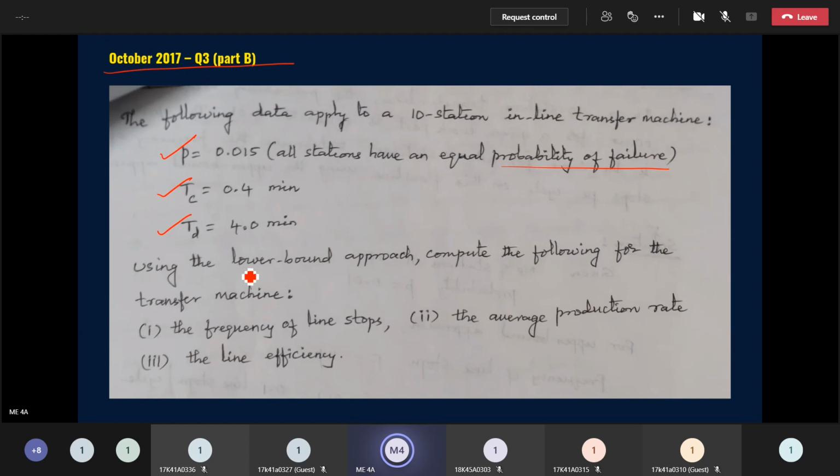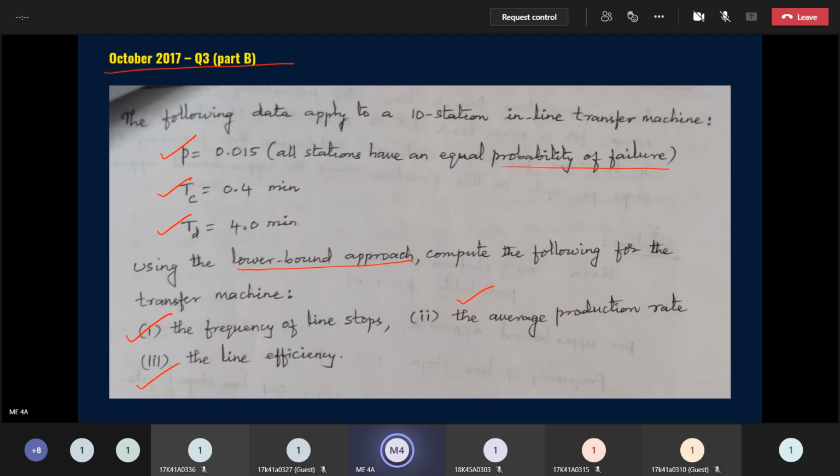Now here he has given clearly, following the lower bound approach. In the earlier problem, indirectly he said it is upper bound. How? Parts are not removed from the machine at the time of failure. That means indirectly he said upper bound approach. Now here directly he gave lower bound, or he can say parts are removed from the machine whenever failure occurs. That also means lower bound. So again he's asking frequency of the line stops, average production rate, and line efficiency.